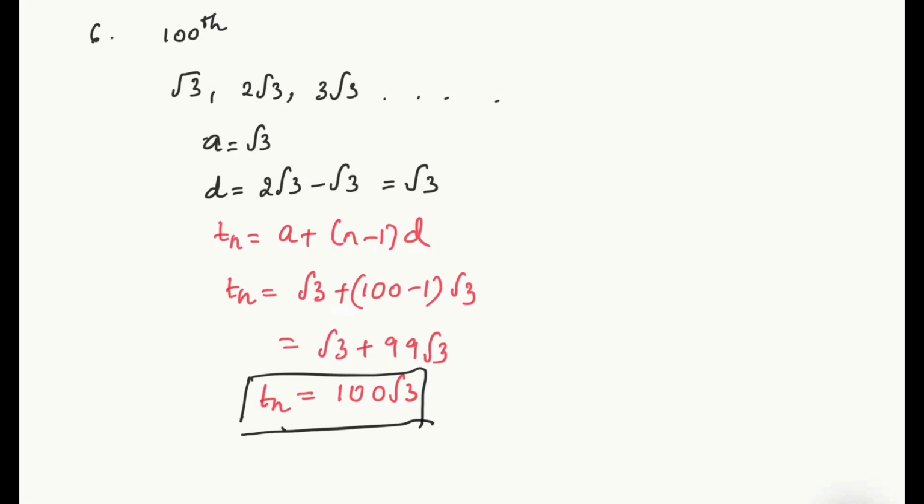Hope it's clear to all. So we are directly using the formula A plus n minus 1 into D and doing it. For all the given sequences, first you need to write the sequence, then see which is the first term and write that down, then write the common difference, substitute in the given formula, and then you will get the nth term, that is your Tn.